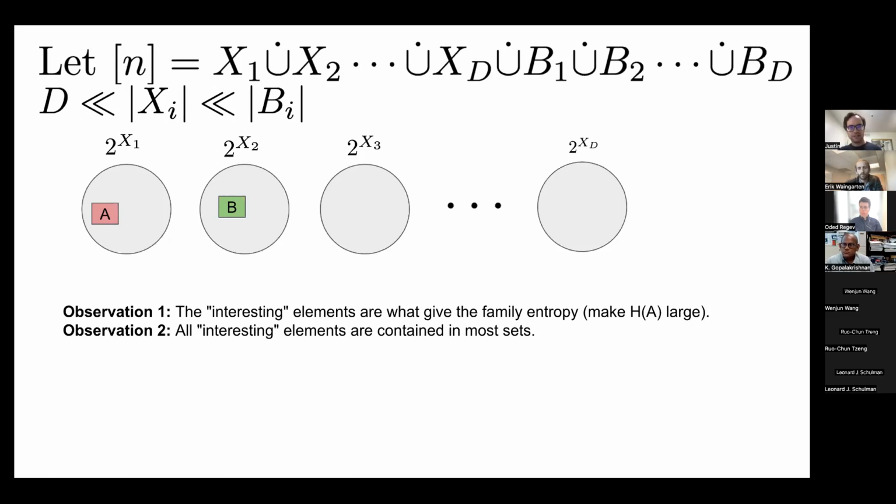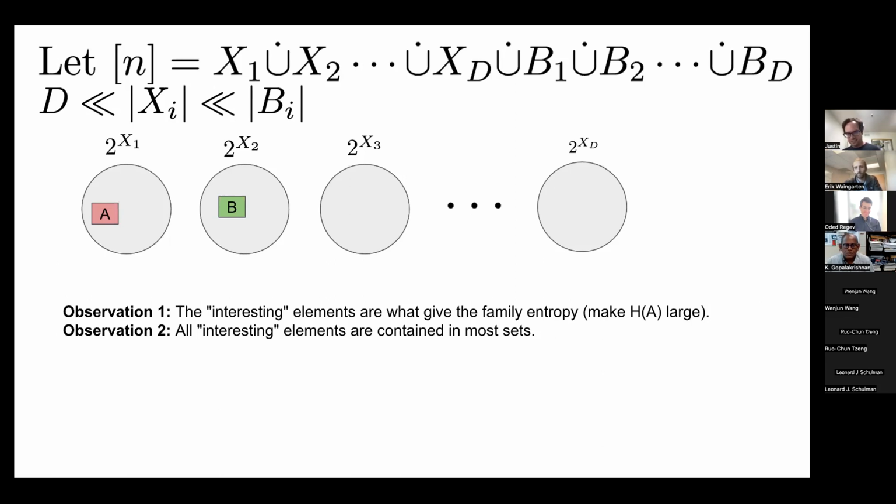Yeah, are you going to define entropy of A? So this is Shannon entropy. I guess I apologize, I am assuming some familiarity with Shannon entropy in this talk, but you can think about it as like H of A is sort of quantifying the number of sets in this case.